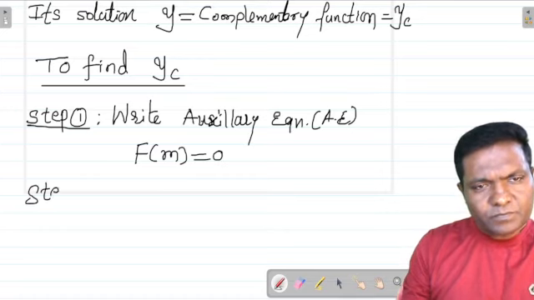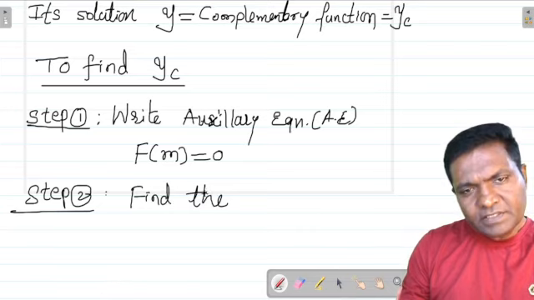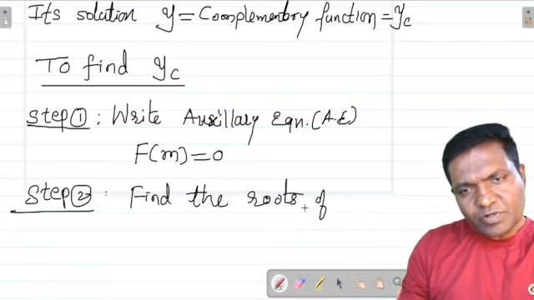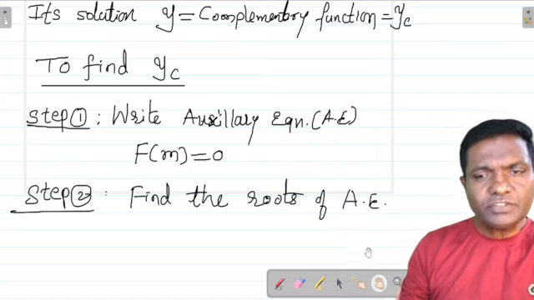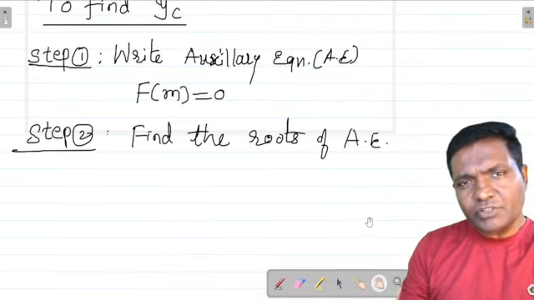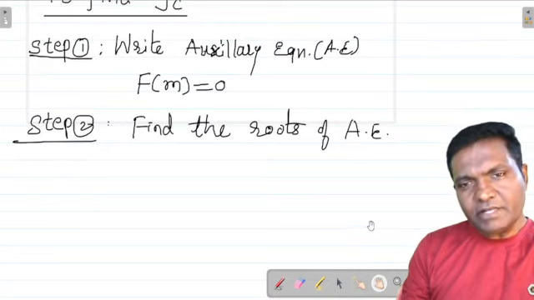Step 2, find the roots of auxiliary equation. Okay, you have to solve this equation for m. You will get various roots, and depending on the nature of the roots, you need to write complementary function.